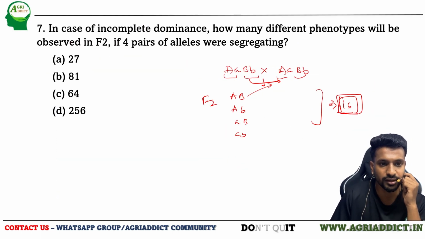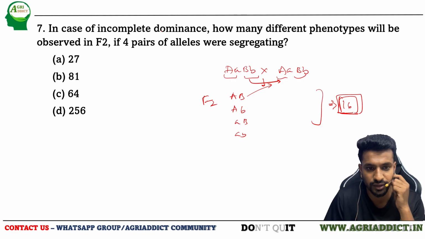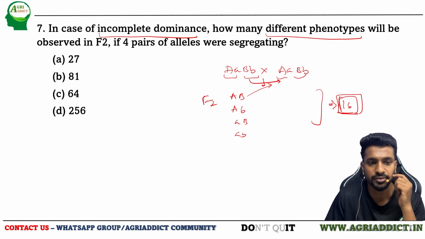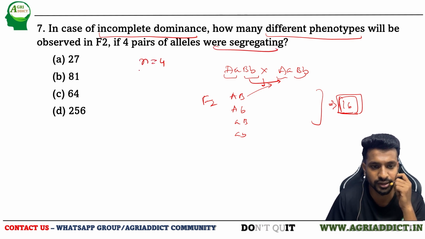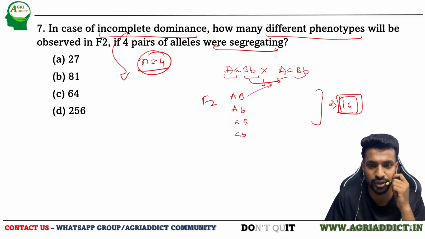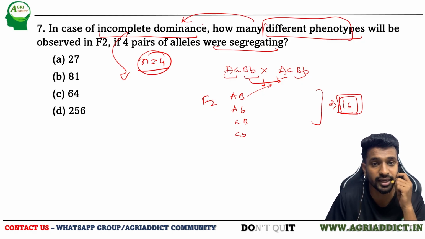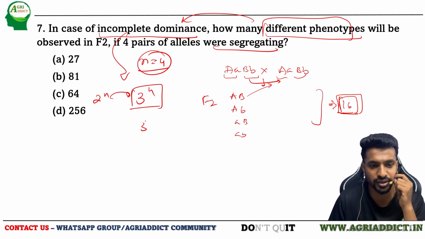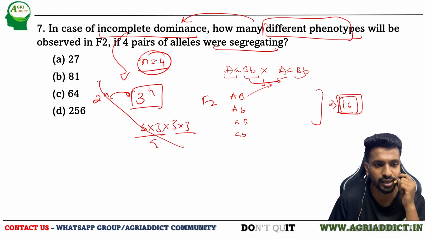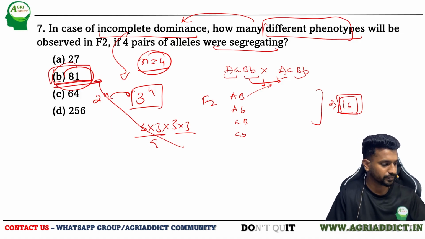Next, this is a question in which they are asking, there is an incomplete dominance and how many different phenotypes will be observed in F2 if there are 4 pairs of alleles that are segregating. That means again n is equal to 4, and they are asking for the total number of different phenotypes if there is incomplete dominance. In this case, I told you the formula changes from 2 power n to 3 power n. So now we substitute n as 4: 3 into 3 into 3 into 3. It would be again 81. I hope this is also very much clear to all of you.